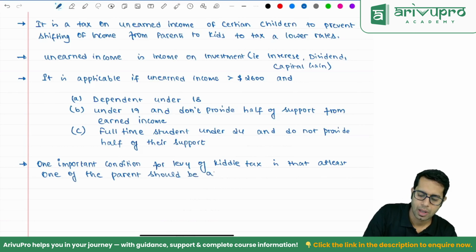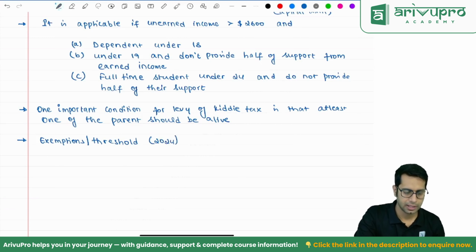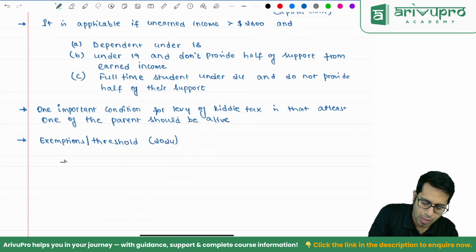Exemptions or thresholds for 2024. What are the exemptions applicable, or what are the thresholds applicable? First, $1,300 is exempt, meaning on the first $1,300 you don't have to pay any taxes at all. Then the next $1,300 is taxable at the child's rate.